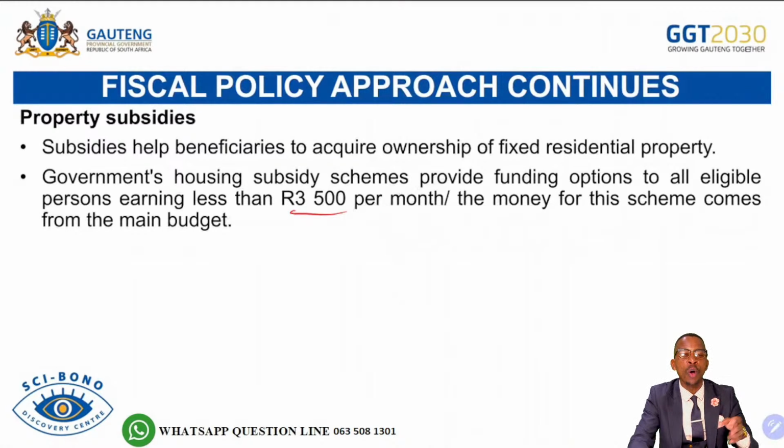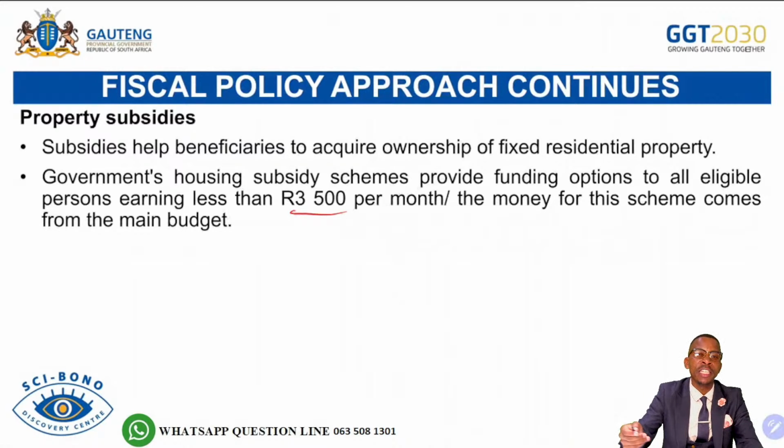They borrow long-term loans from commercial banks that are known as mortgage bonds. And then those loans will be paid maybe for the period of 20 to 25 years. Then they will be able to acquire ownership of fixed property or houses. That's how the private sector intervenes. How does the government intervene?